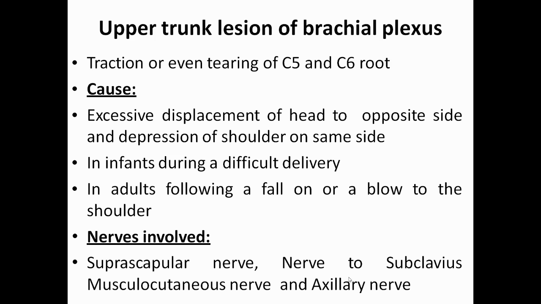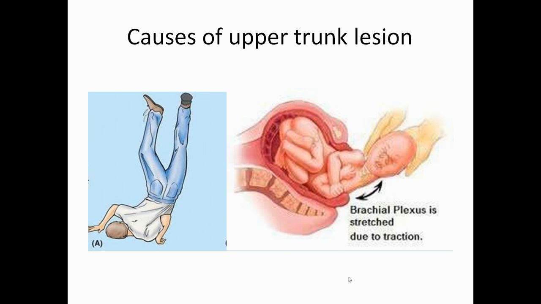What type of nerves are involved? The suprascapular nerve, nerve to subclavius, musculocutaneous nerve, and axillary nerve. We can see the causes here: somebody falling down, and delivery, where the upper trunk of the brachial plexus is injured or lesioned.